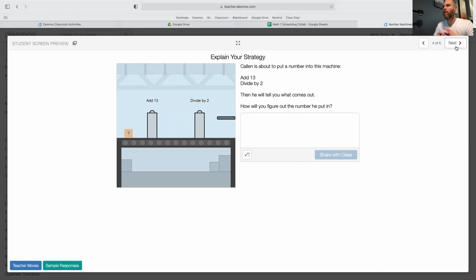Next one. Callan is about to put a number into this machine. This machine adds 13 and then divides by 2. Then he will tell you what comes out. How will you figure out the number he put in? This one's not asking us to solve anything because they didn't give us an input number or an output number. What they're asking is, have you figured out the process? Have you figured out how this works? The general process is whatever the machine is doing, you do the opposite thing and in backwards order.